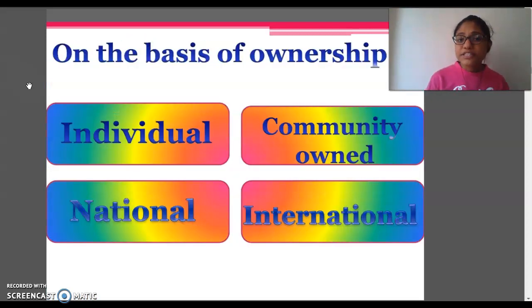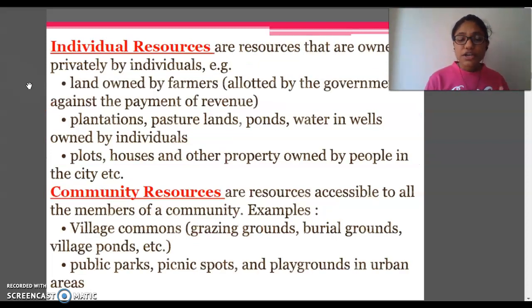Now the third is on the basis of ownership. It is classified into 4 categories. First is individual resource, second is national resource, third is community owned, and fourth is international resource. Individual resources are those which are owned privately by an individual. For example, a flat which belongs to a particular person, or a plantation, a farm field, or pasture land which belongs to an individual will come under individual resources.